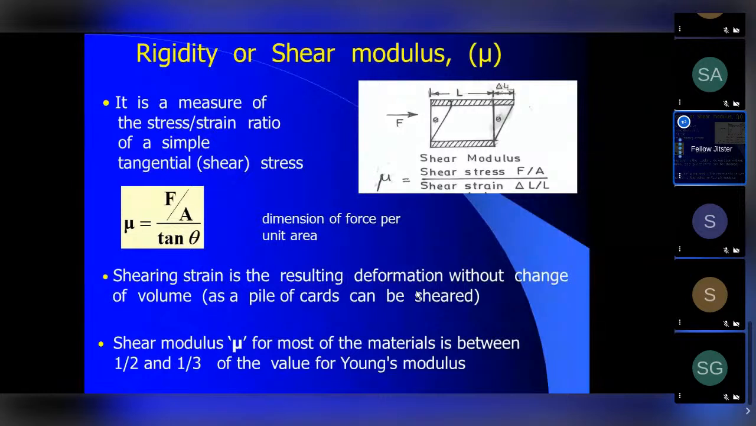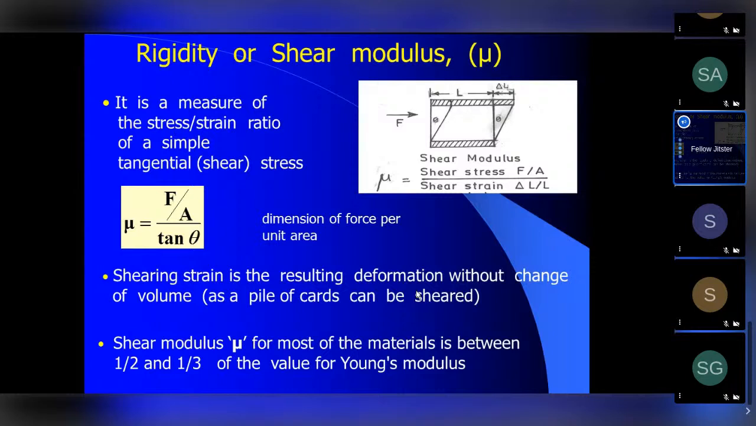And shear modulus for most materials is between 1/2 and 1/3 of the value of Young's modulus. So half or 1/3 of E, which is the Young's modulus. So we said Young's modulus was the highest. And then we came to the volume definition of K, the volume factor, which is called the bulk modulus. And then finally we came to the shear modulus.